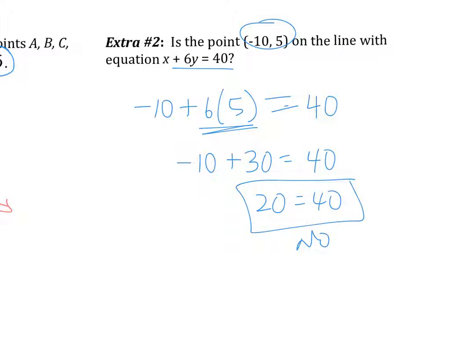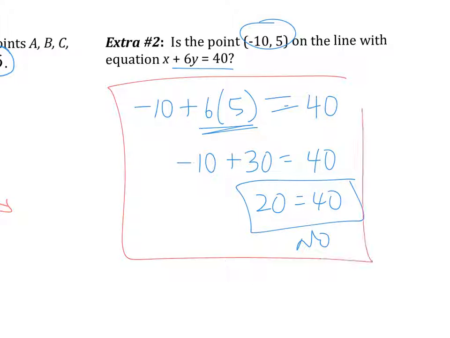Since these two are not equal to each other, it would be no, they're not collinear. Sometimes on quizzes and tests, I'll say explain. This is an explanation: doing the math, showing why it's not. Specifically this part, the 20 is not equal to 40. So I'm not looking for you to write a paragraph. You can explain using the numbers.